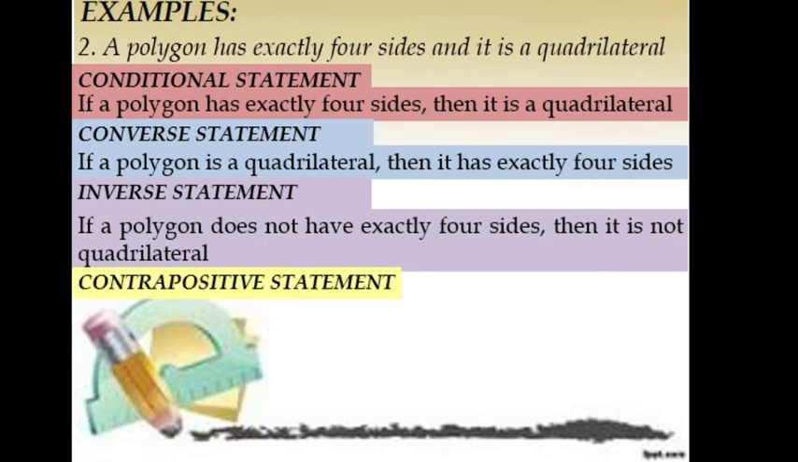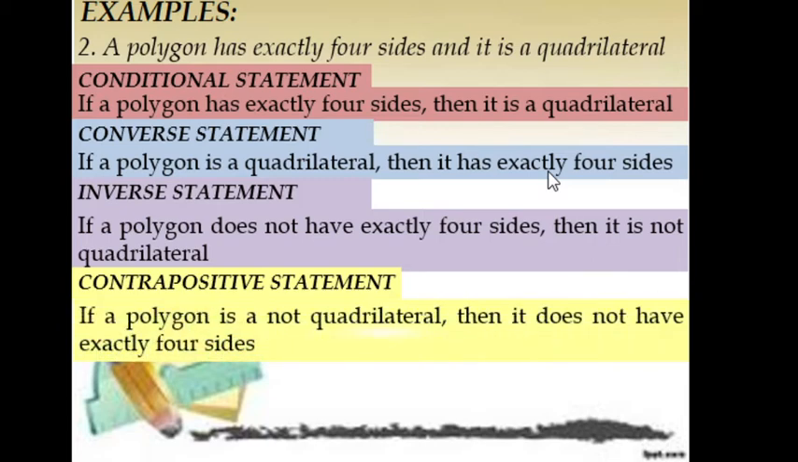Next, para sa contrapositive statement, again, pwedeng pagbaligtarin lang natin ang posisyon, yung hypothesis and conclusion ng inverse statement, or pwede rin nating tingnan itong converse statement, wherein ito yung lalagyan natin ng words na not. So, the contrapositive statement, if a polygon is not a quadrilateral, then it does not have exactly 4 sides.